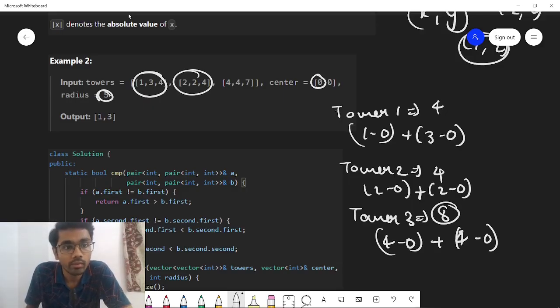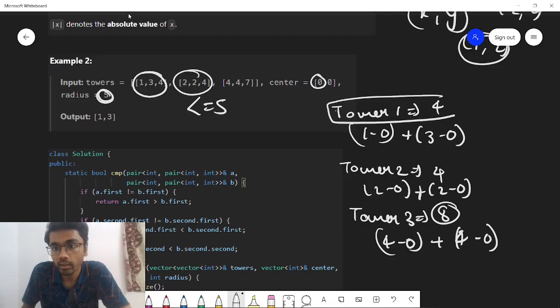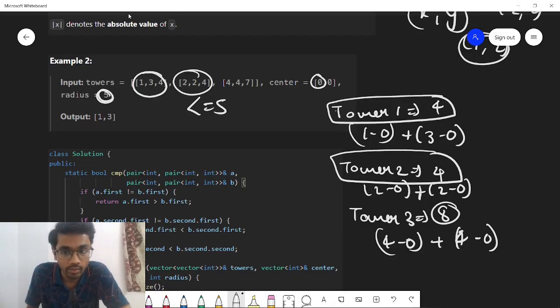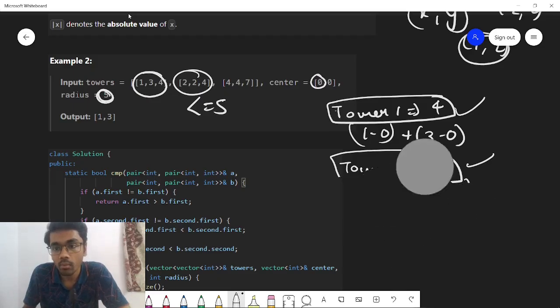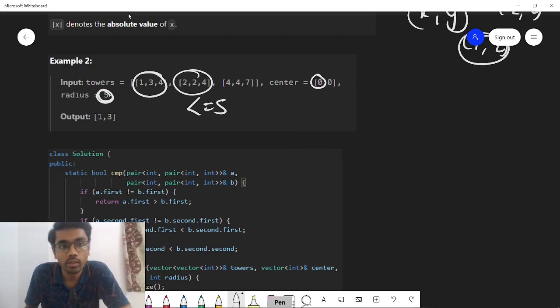Now the radius given to us is 5. So we need to consider only those towers whose Manhattan distance is less than or equal to 5. Tower 1's Manhattan distance is less than or equal to 5 and tower 2's Manhattan distance is less than or equal to 5. So we will consider these two towers. We will not consider tower 3. Now among tower 1 and tower 2 we need to check whose quality factor is more. That tower we need to choose. So tower 1's quality factor is what?